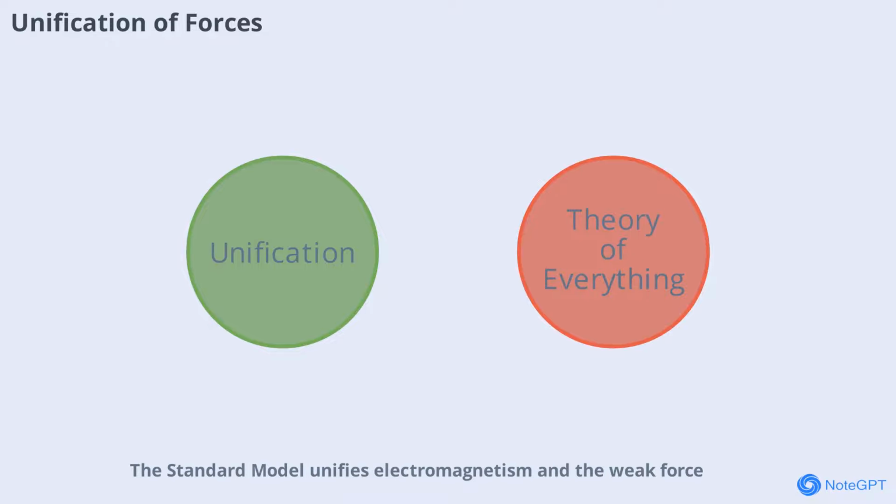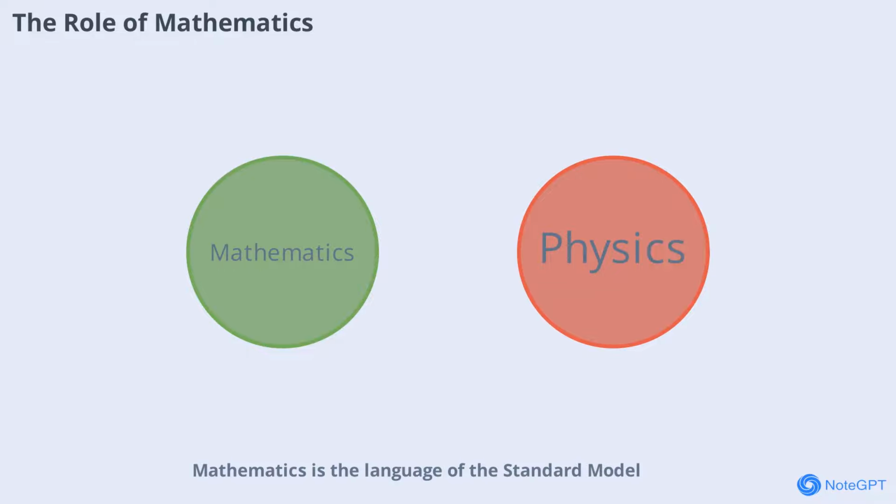A major goal in physics is to unify all the fundamental forces into a single theory. The Standard Model unifies electromagnetism and the weak force, but gravity remains separate. The search for a theory of everything continues, with the hope that one day all forces will be described by a single framework.